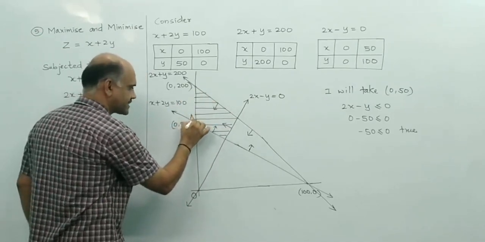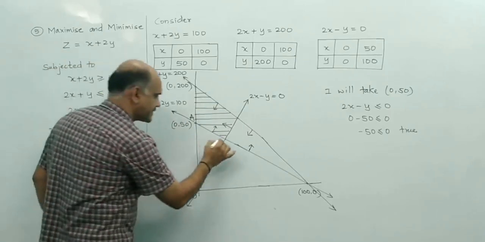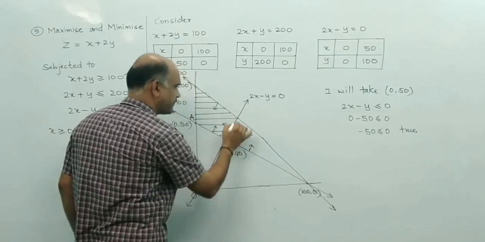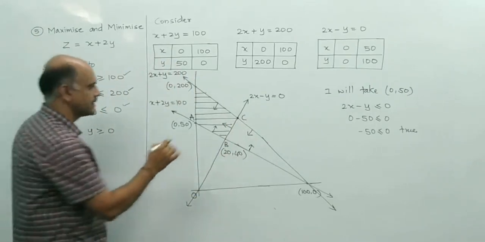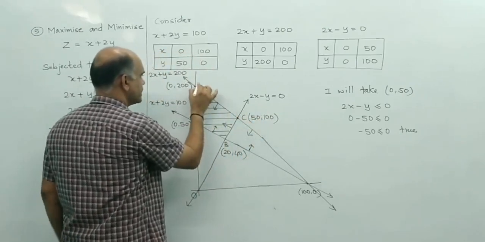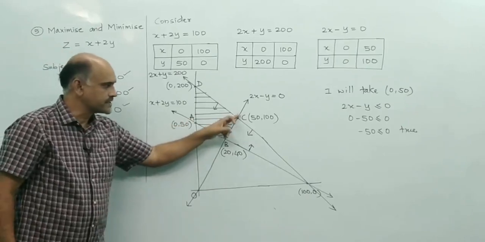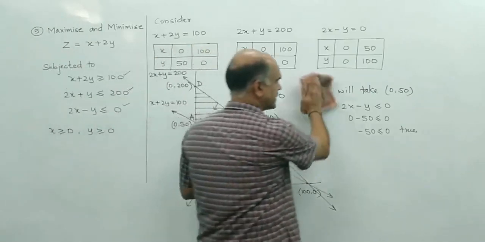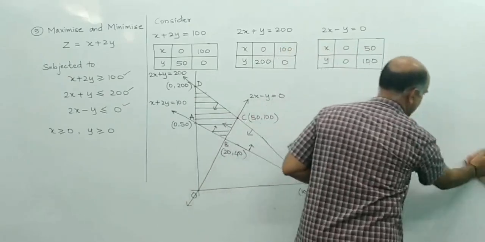So these are corner points which you will be getting. This I will take as A, 0,50. B, this you will get 20,40. This point is C, C is 50,100. And this point is D. So these are corner points which you are getting. Now the last step: have the table, corner points, then value of Z, and you will get the answer.